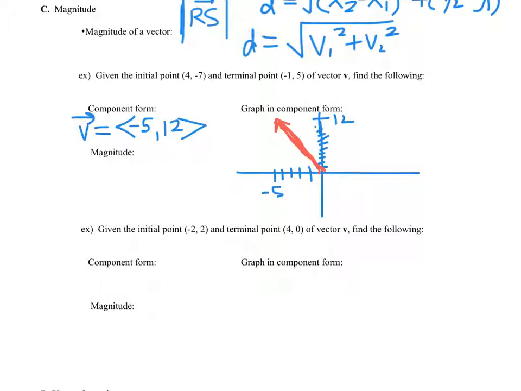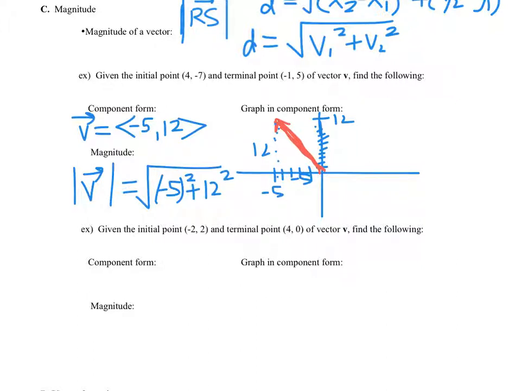Now, I want to find the length of that vector. The length is its magnitude. So I'm looking for the magnitude of vector v, and if you ever forget the formula for it, drop a perpendicular. This is just a right triangle. You've done so many right triangles in the past. This is -5, this is 12, and it's the old 5, 12, 13 triangle. Let's say you don't know that. That's okay. You square -5, add it to 12 squared, you get 25 plus 144, the square root of 169 equals 13. So it has a magnitude of 13.